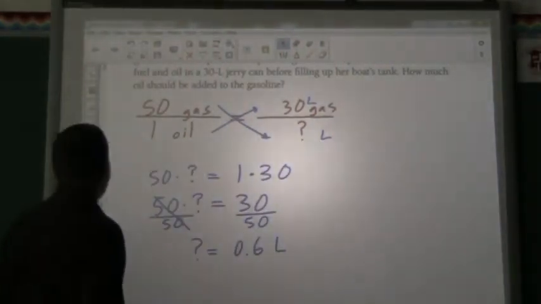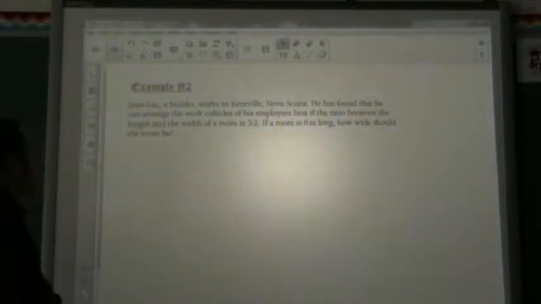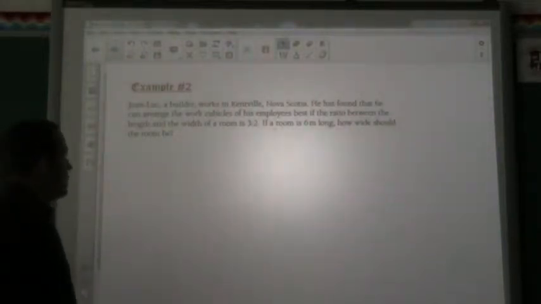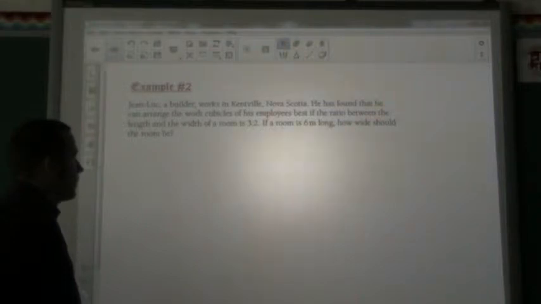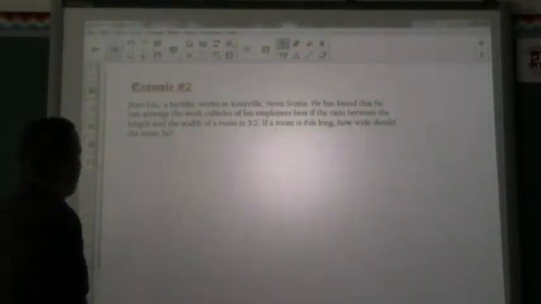All right, let's do another question. Example number 2: Jean-Luc, a builder, works in Kentville, Nova Scotia. He has found that he can arrange the work cubicles of his employees best if the ratio between the length and the width of the room is 3 to 2. If a room is 6 meters long, how wide should the room be?